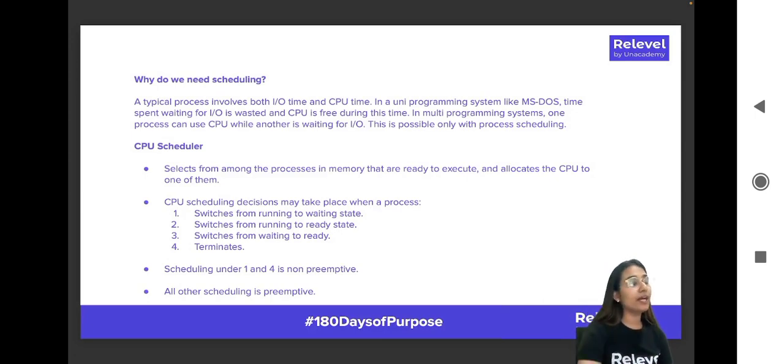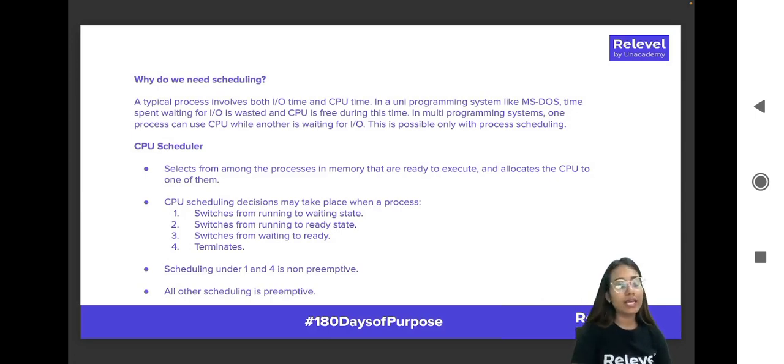In another situation, a process switches from the running state to the ready state. If you remember, sometimes there are some interrupts that happen, due to which the CPU is forcibly asked to let go of its resources and the process goes back to the ready state. In that situation also, the process which was running is no longer in the running state and the CPU is supposed to be free, so we want another process to come into the running state. That is when you also have to take a CPU scheduling decision.